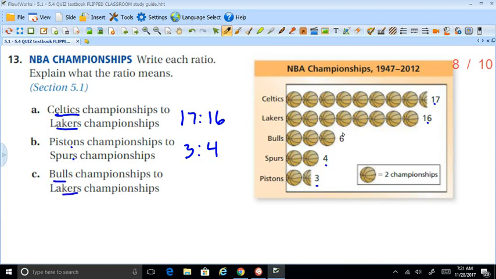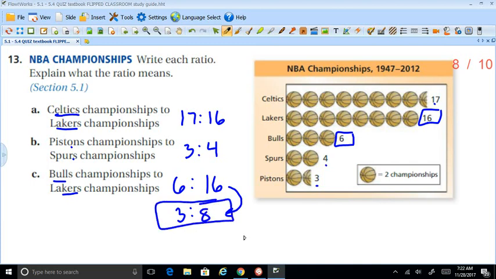Bulls to Lakers. Bulls are 6. Lakers are 16. Bulls comes first, so we're going to say it's a 6 to 16. And we're going to simplify it, shrink them down by a factor of 2, and we get a 3 to 8 ratio as our final answer.